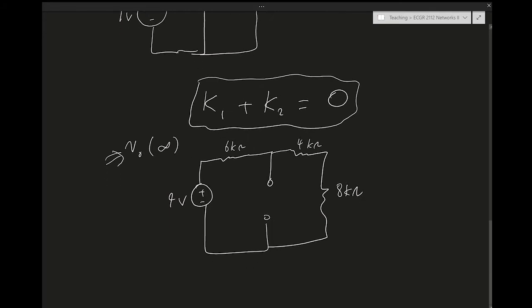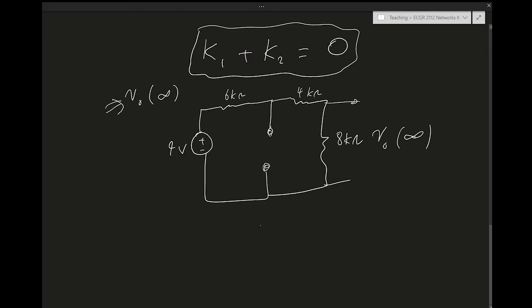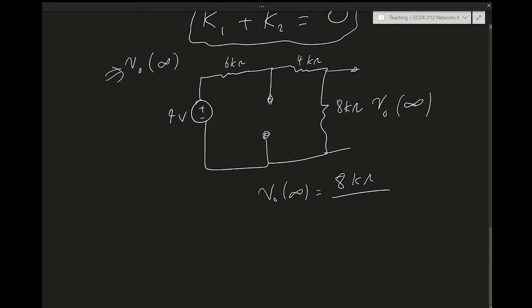So from that perspective, we can find what the capacitor voltage is going to reach at steady state, but we don't care about the capacitor voltage in this case because we're solving for VO. We want to find out what VO is going to be at infinity. So VO at infinity is just 8 kilo ohms, it's a voltage divider, over 8 plus 6 plus 4, 6 plus 4 is 10, so 18 kilo ohms, times 9 volts.